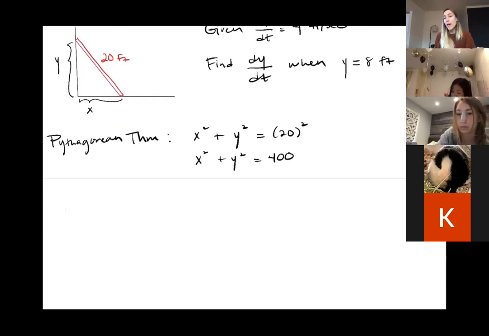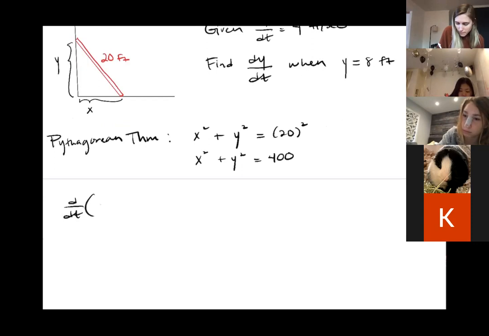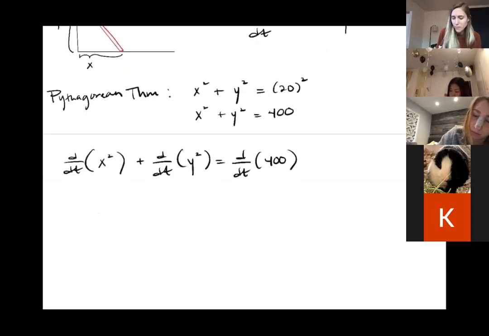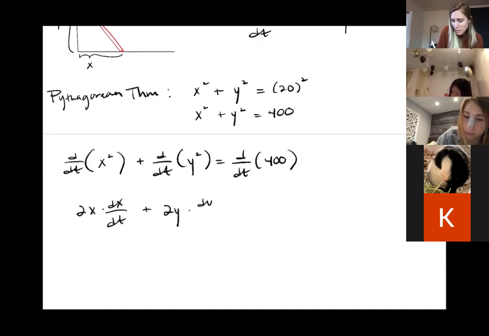So we've stated the given rate. We've stated the rate that we're trying to solve for and when. We have our relationship between the quantities that are changing. So now we're ready to differentiate with respect to t. Okay, so that'll be 2x times dx over dt plus 2y times dy over dt equals 0.